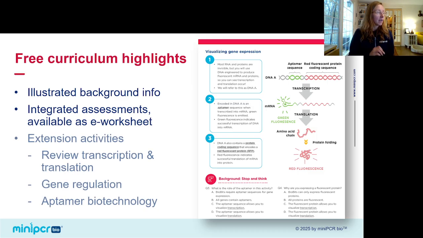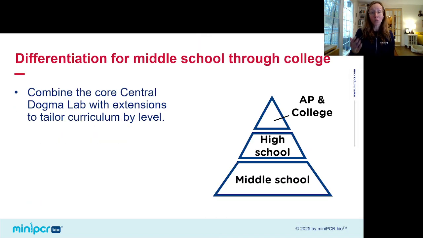There are optional extension activities that add on to the core lab that are focused on reviewing transcription and translation, focused on gene expression, and on Aptamer Biotechnology. And these extensions are really what make this new curriculum so powerful. This basically becomes a modular lab, so you can take the core lab and then augment it with whatever extensions are right for your students to tailor this to the level at which you teach. So this lab, again, is truly suitable for students in middle school, high school, or college and beyond.